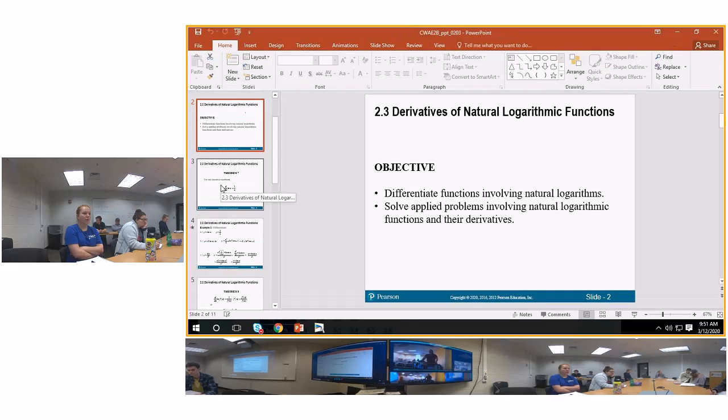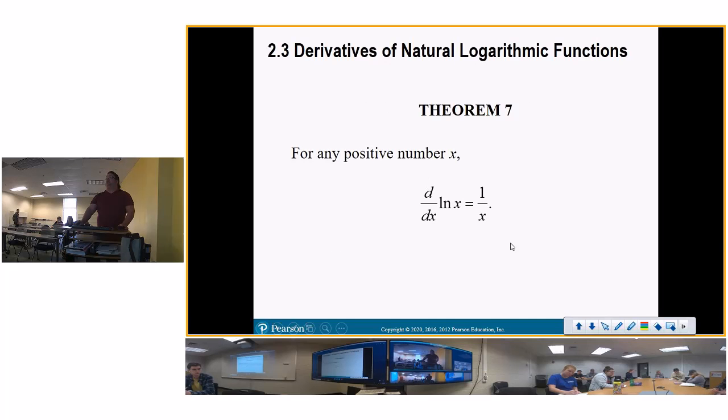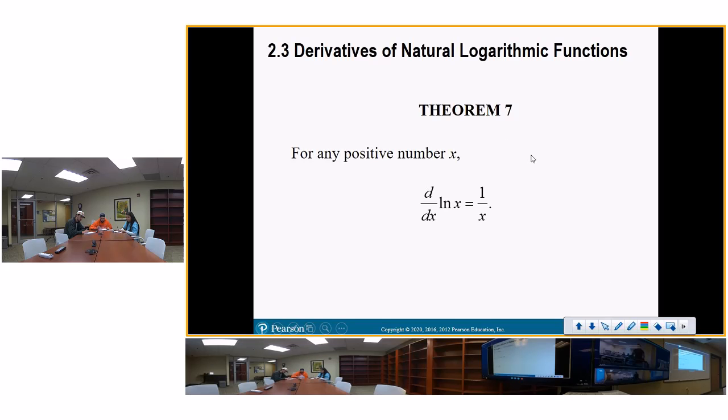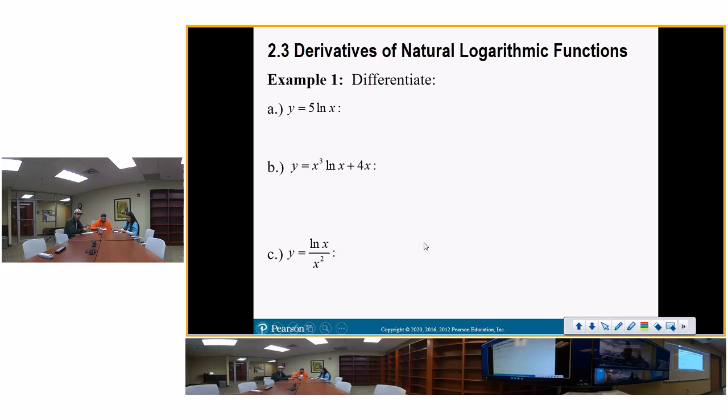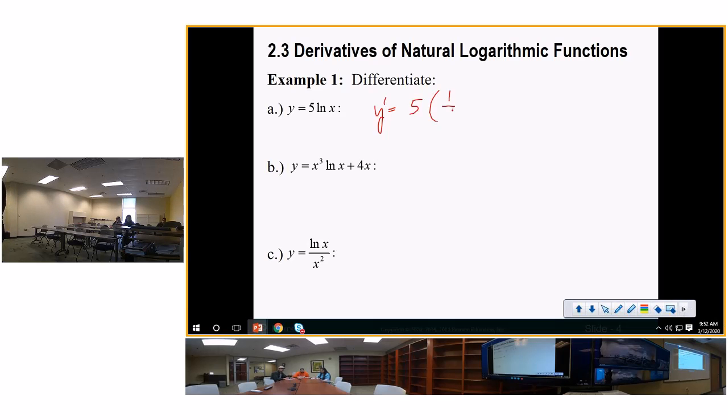So natural log and logarithm are the same. Y'all know that. It depends on what you have. But there is the first rule of logarithms. Okay? The derivative of the log is 1 over x. So make sure you write that down. So everybody got that written down? So 5 natural log of x. Y prime is equal to 5 times 1 over x, which is equal to 5 over x.